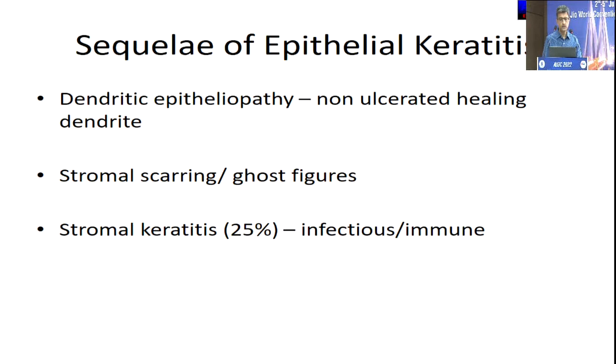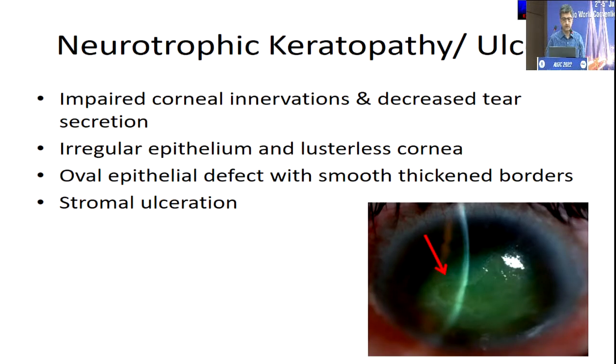An epithelial keratitis can lead to dendritic epitheliopathy, which is basically a non-ulcerated healing dendrite. It can lead to stromal scarring and ghost figures. And important to note is that almost one quarter of patients can land into an infectious or immune stromal keratitis as the epithelial keratitis is going away.